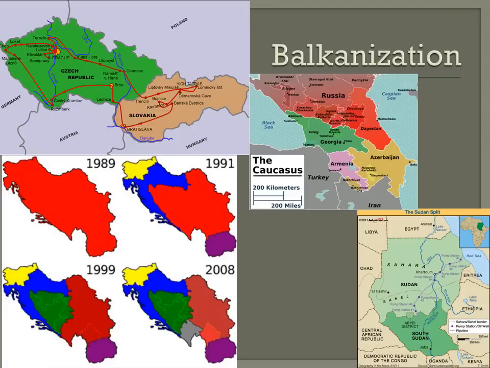And then finally, the Caucasus region in Russia and surrounding areas, former Soviet republics in this area. We know that Chechnya has desired to break away, whereas Georgia, Armenia, Azerbaijan were able to break away when the Soviet Union collapsed.